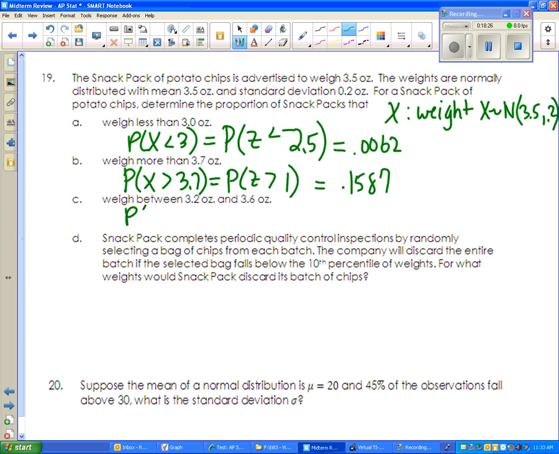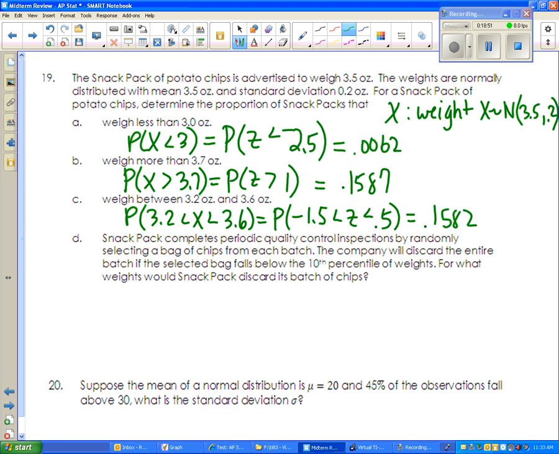And then in letter C, we're looking at between 3.2 and 3.6 ounces. When I rewrite that in terms of z, it's negative 1.5 and 0.5, and the area in between, now this one, you do have a lower and an upper bound here, and so that's going to be 0.1582.